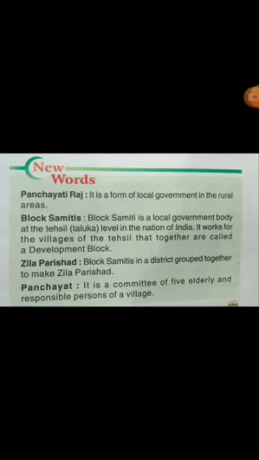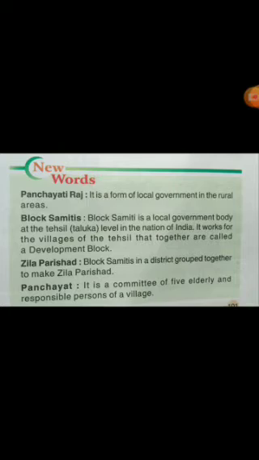So to look after all these, all the block samitis are clubbed together to make the Zilla Parishad. As no block samiti is self-sufficient, the block samitis in a district are grouped together to make the Zilla Parishad. The Zilla Parishad or the district council is the third tier in the three-tier system of Panchayati Raj.